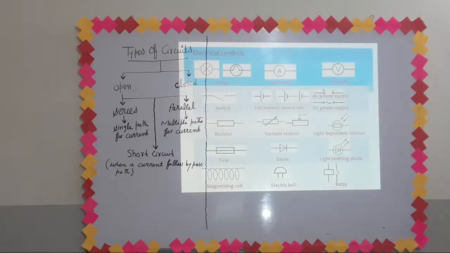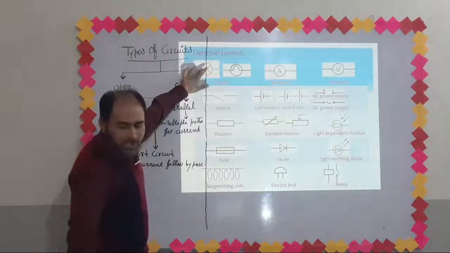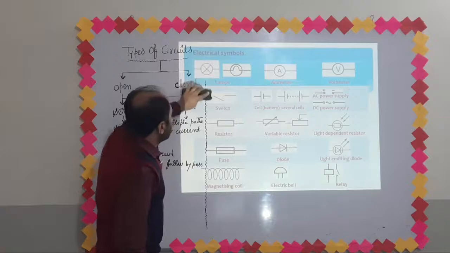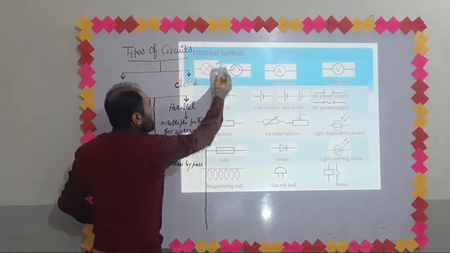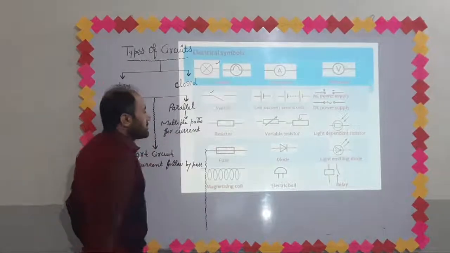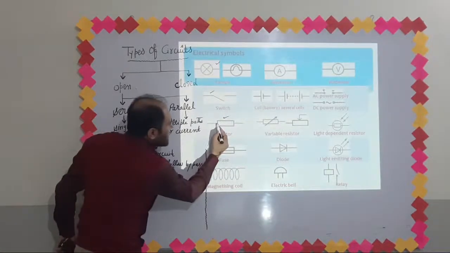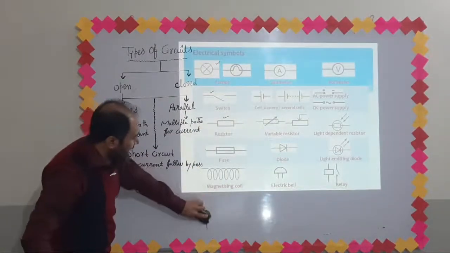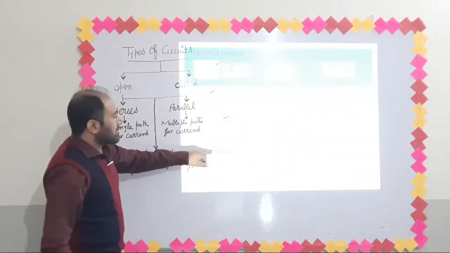The most important symbols, I am going to specify them. Most important symbols are, number one, this one. This is the symbol of a bulb. Have a look at this symbol. This is a very important symbol. This is the symbol of a switch. This is the symbol of a resistor. When the line passes through this symbol, it becomes a fuse. A fuse is a safety device which is used in electrical circuits for the purpose of safety.